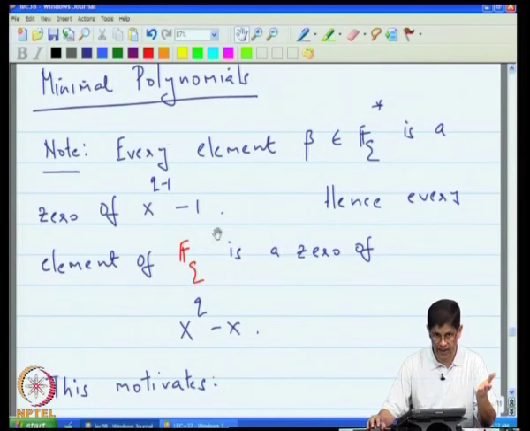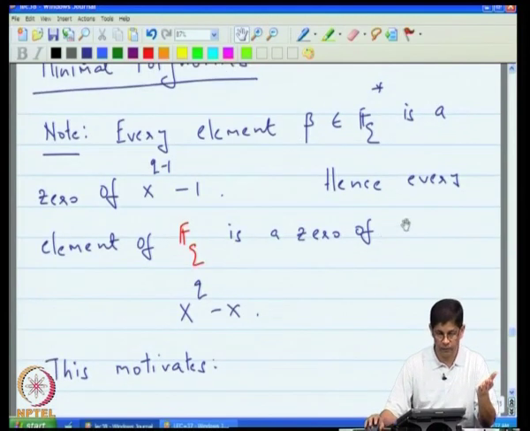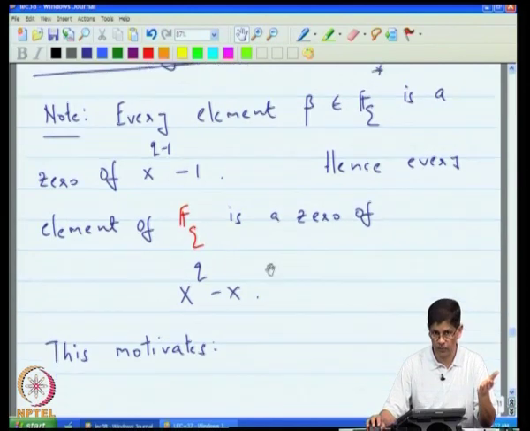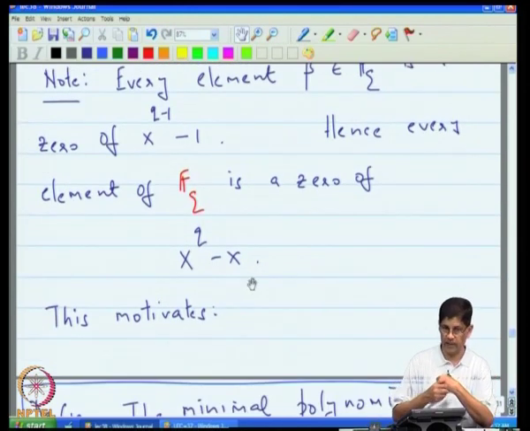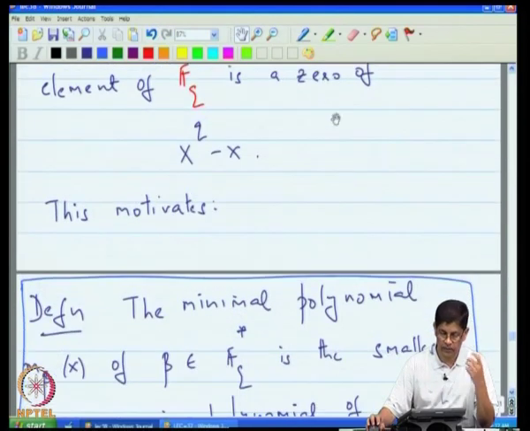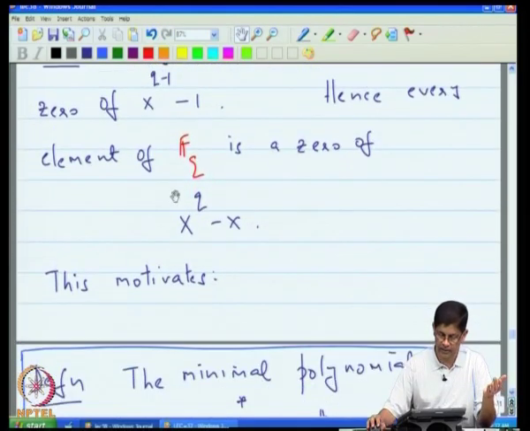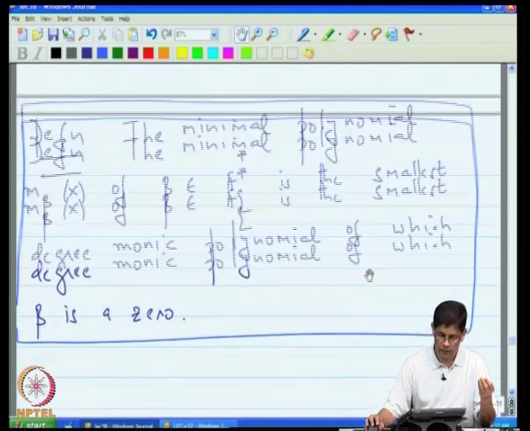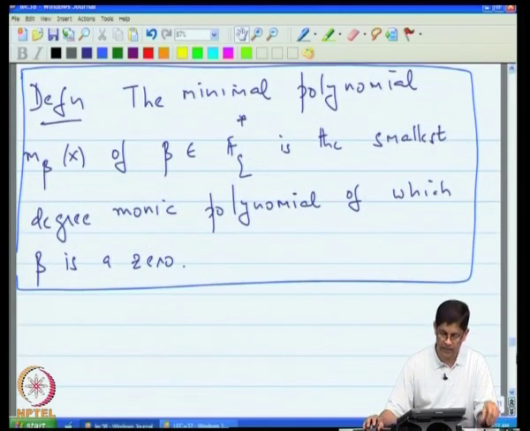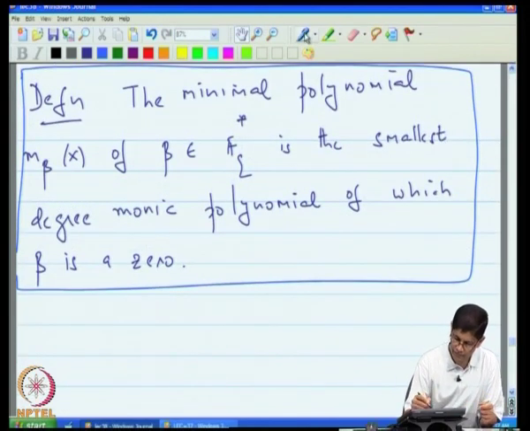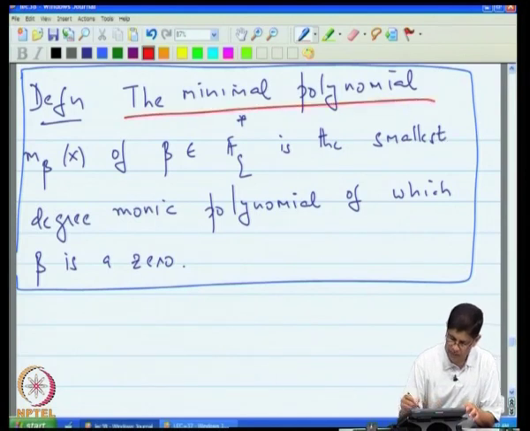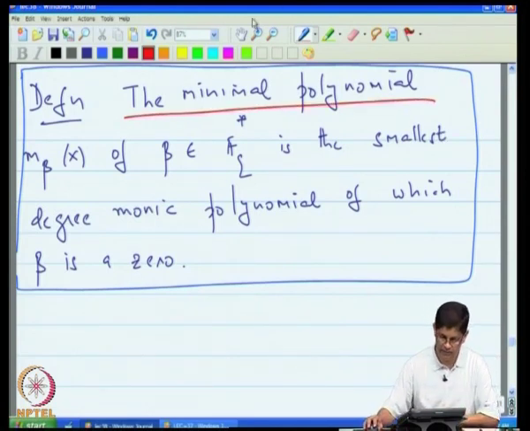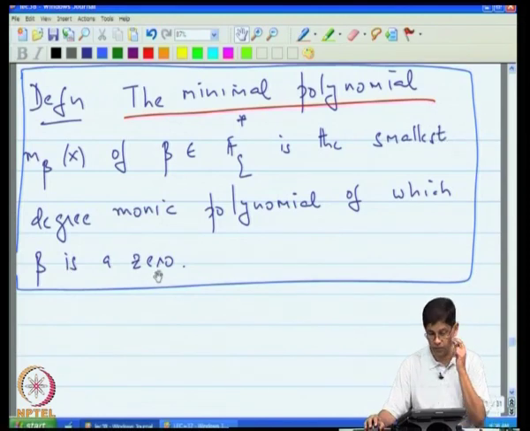So, the only element missing in this description is the 0, but 0 is a 0 of x itself. So, by multiplying this by x, we can make now the uniform statement that every element of FQ is a 0 of x to the q minus x. Okay. So, now given an element in the finite field, there is an associated polynomial of which that element is a 0. So, it makes sense to actually define the minimal polynomial m beta of x, of beta in FQ star, as the smallest degree monic polynomial of which beta is a 0.